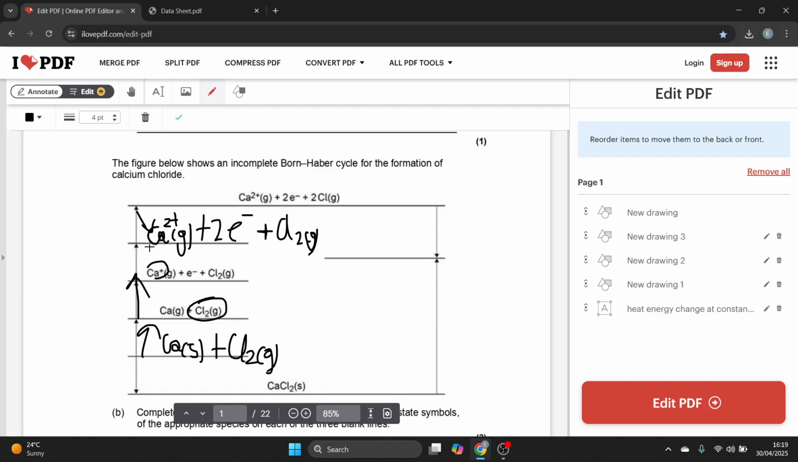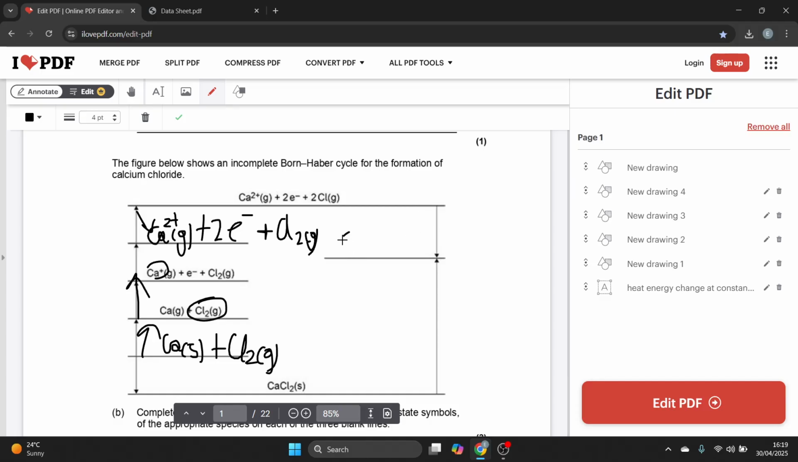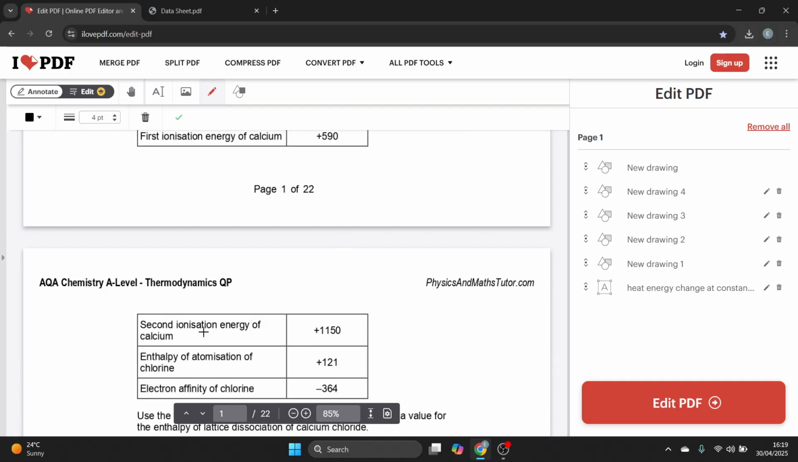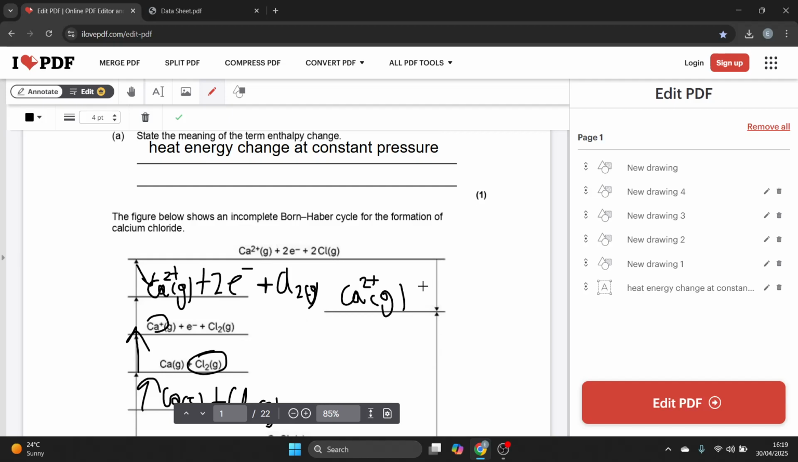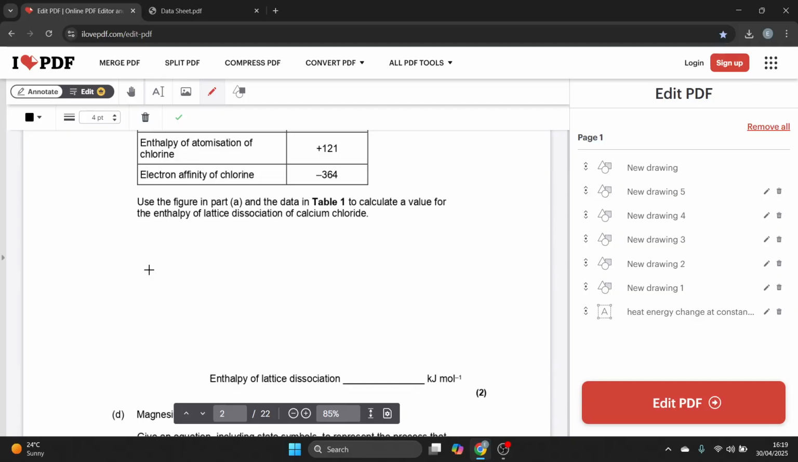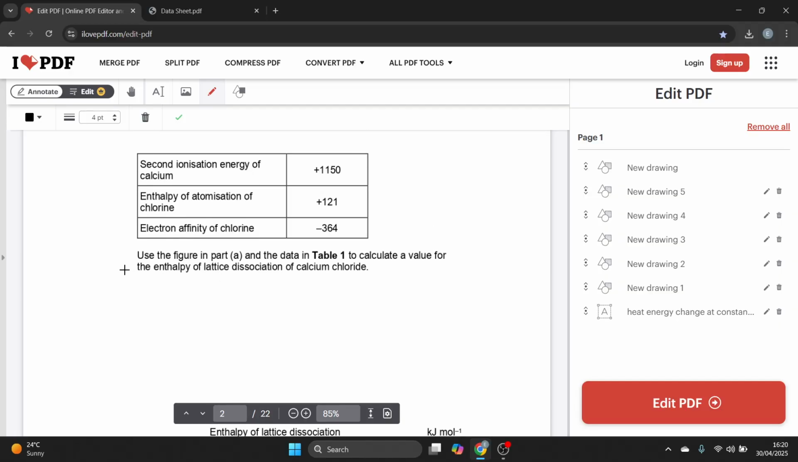And then the third one is just going to be Ca2+ gaseous, the electron affinity of chlorine, Ca2+ gaseous plus 2Cl- gaseous. Use the figure in part A and the data in table 1 to calculate a value for the enthalpy of lattice dissociation of calcium chloride. So what is that? Enthalpy of lattice dissociation of calcium chloride.